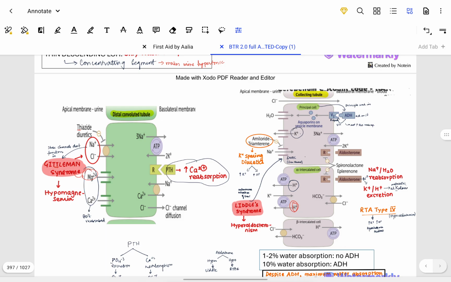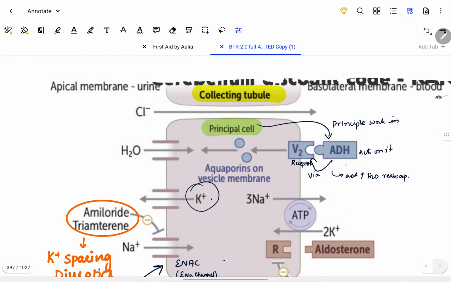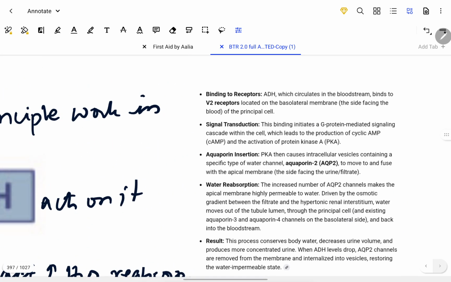What is the takeaway? Because there are so many things. So see, in principal cells, ADH, which circulates in the bloodstream, binds to the V2 receptors on the basolateral membrane, the side facing the blood of the principal cell. Because ADH is circulating in the bloodstream, right? So it's acting on the basolateral side.